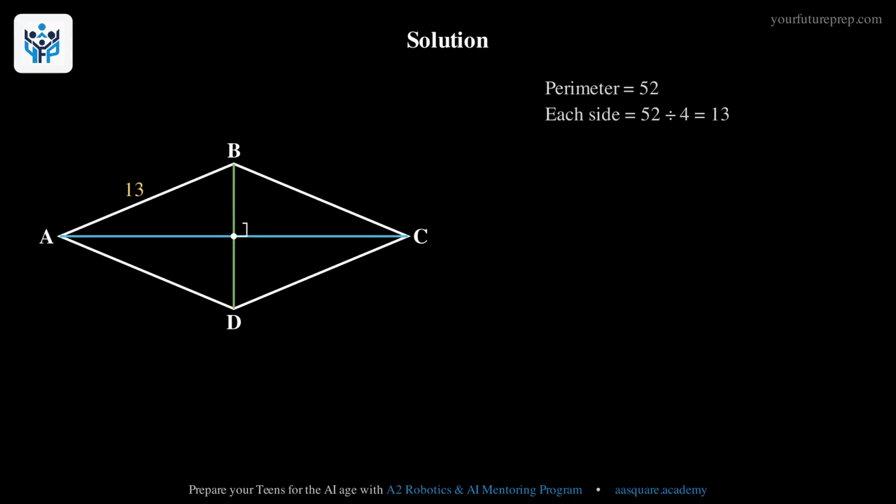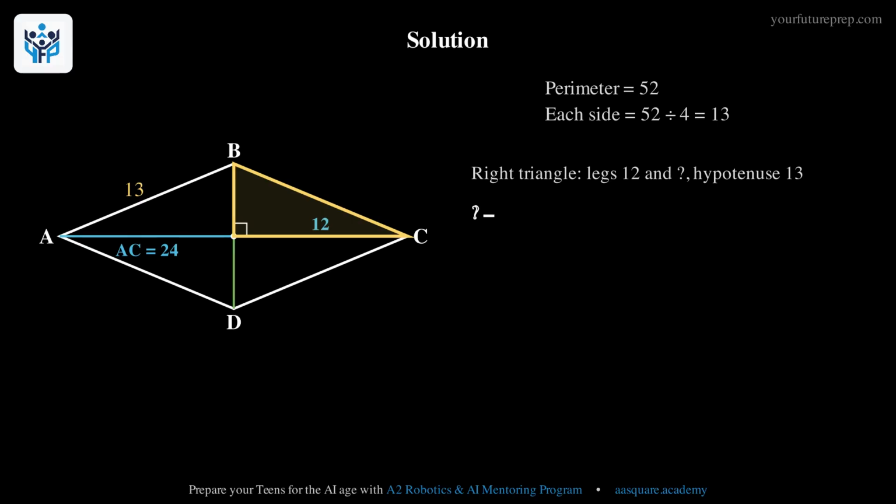Now draw the 2 diagonals. In a rhombus, the diagonals bisect each other at right angles. Diagonal AC is 24, so half of it, from the center to a vertex, is 12. Look at the right triangle formed by the 2 half diagonals and one side. The side is 13. One leg is 12, and the other leg is the half of diagonal BD.